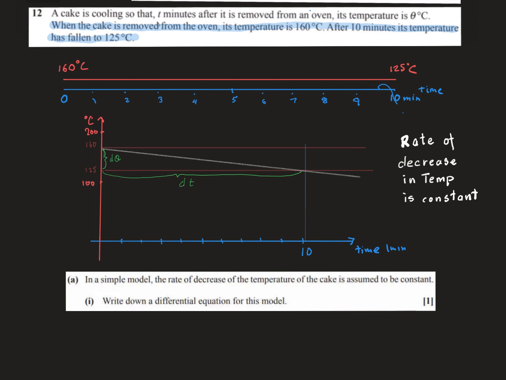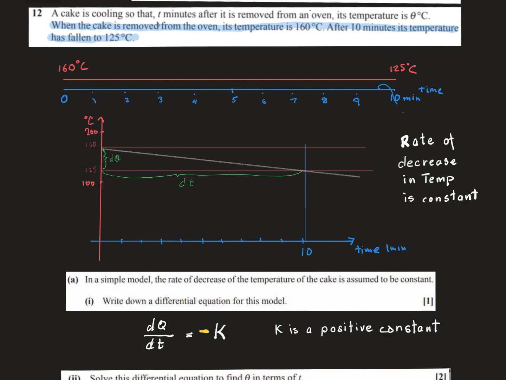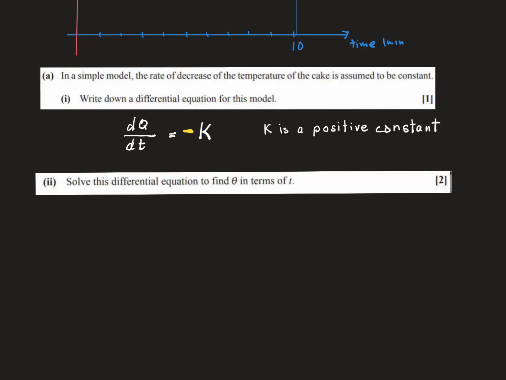So we are looking at a straight line. In that case, the change in temperature over the change in the time is equal to some constant. And because the gradient of that line is negative, we'll put a negative sign and we'll say that this constant is a positive constant. Now this is a differential equation. This is the answer that you want to receive that 1 mark here. So what we found was the gradient.